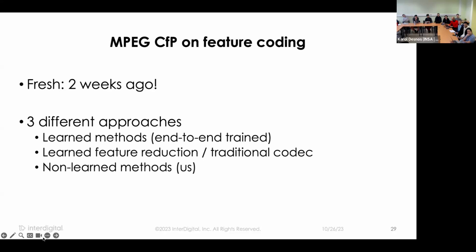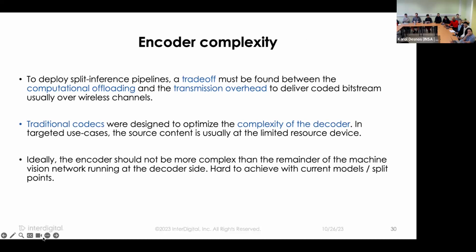So yeah, again, a couple of things to see. We want at least our encoder to be less complex than the NN part 2. Otherwise, if the idea is to offload some compute, there's no need to offload it if the encoding takes longer or more energy than in paper.